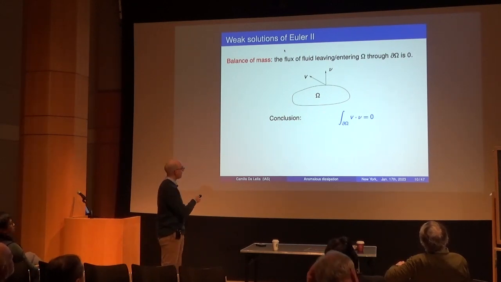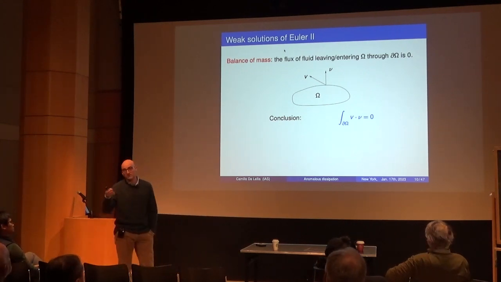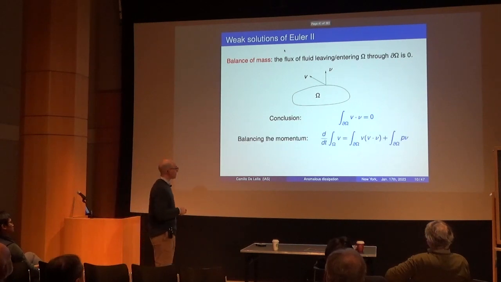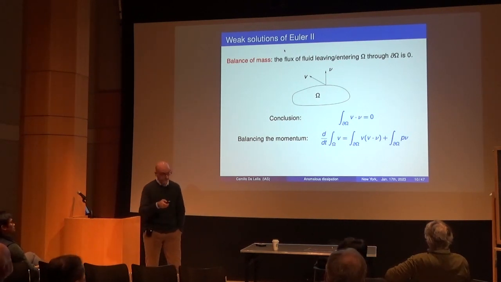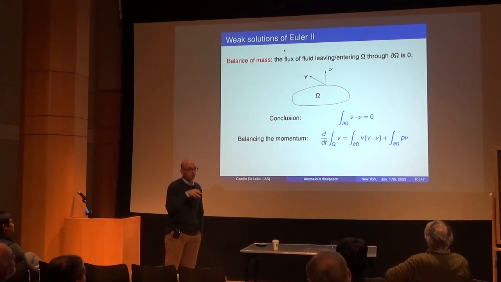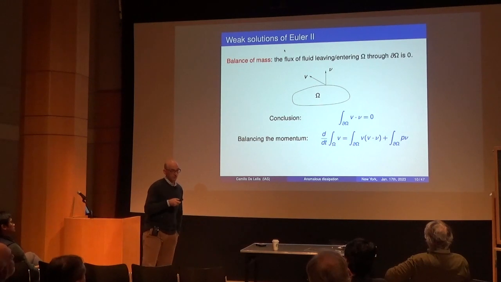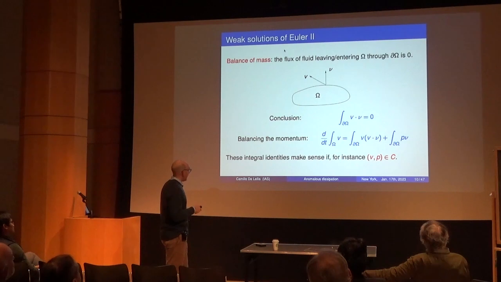But you can write down this identity if you're just continuous. And you can just postulate that that is what it means to be divergence free. You can do something similar for the conservation of momentum, which is the second equation. It amounts to knowing that this identity, in which you're not taking any spatial derivatives, holds for every domain omega which is reasonably smooth. Okay, and you can see that these integral identities actually make sense if v and p are just continuous functions.